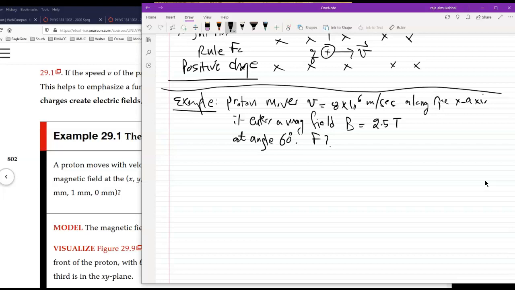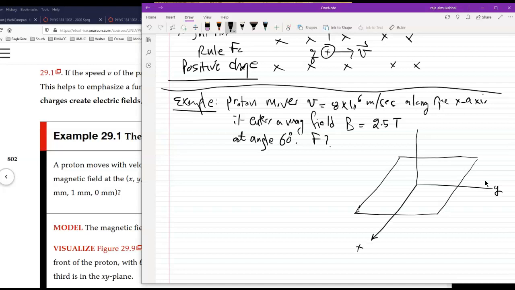Well, let me draw the diagram first, and then we'll talk about it. Imagine you have a plane. All right, let's act like we are mathematicians. They always like to draw planes. Here is the x-axis, here is the y-axis, here is the z-axis, and here is the proton. It's moving in the direction of the x-axis. That's what it says: moves along the x-axis with this velocity. In other words, I can say that the velocity is equal to 8 times 10 to the 6 i, if I want to.